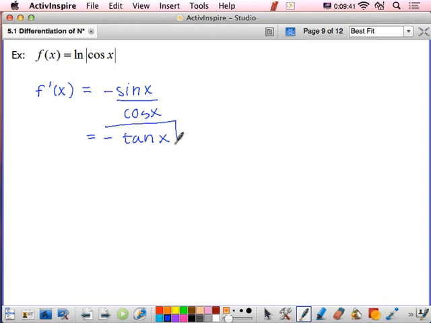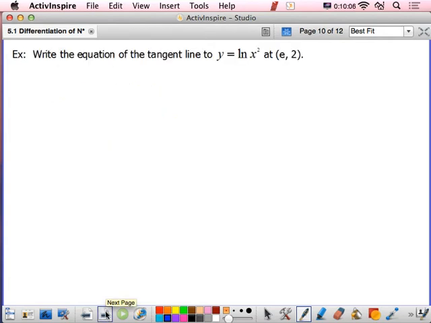So it turns out that the derivative of the natural log of cosine is negative tangent of x. That must mean that the integral of negative tangent of x is equal to the natural log of the absolute value of cosine of x. So that gives you a little idea of where we're headed in section 5.2. So you can go ahead and get your whining out of the way.